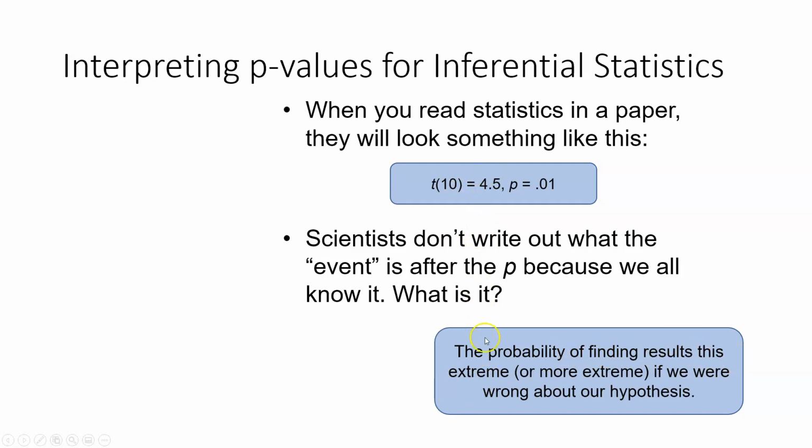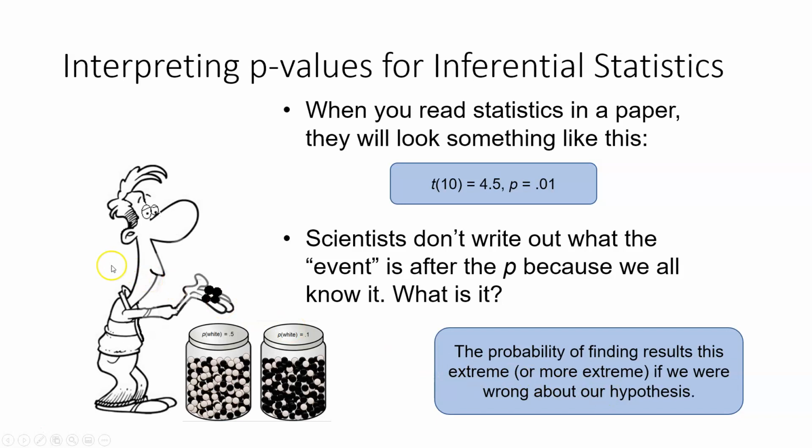We found a mean of some extreme value, or even more extreme, if we were wrong about our hypothesis. Now I know that's a little bit confusing verbiage here, so I'm going to go back to the example that we used at the beginning of the module. If you drew a sample of 4 black marbles from one of these 2 jars and you didn't know which one it was, you would guess that it came from the second jar, because it best matches that jar. But there is some chance that you're wrong, and it actually came from the first jar.